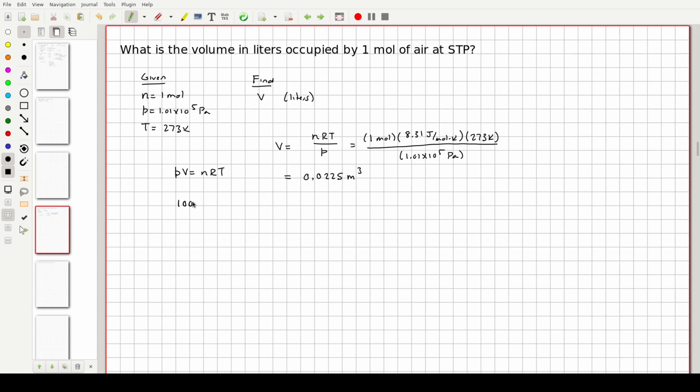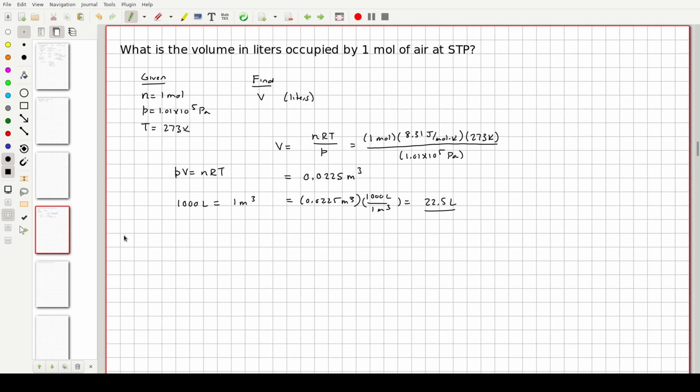Now, the relationship between liters and cubic meters is the following. There are 1,000 liters in 1 cubic meter. So if I were to convert this to liters, noting the fact that there are 1,000 liters for every 1 cubic meter, this is the same thing as 22.5 liters. And if you've had chemistry, that should look very familiar to you, because that's one of the things that they tell you at the beginning: 1 mole of a gas at standard temperature and pressure occupies 22.5 liters.